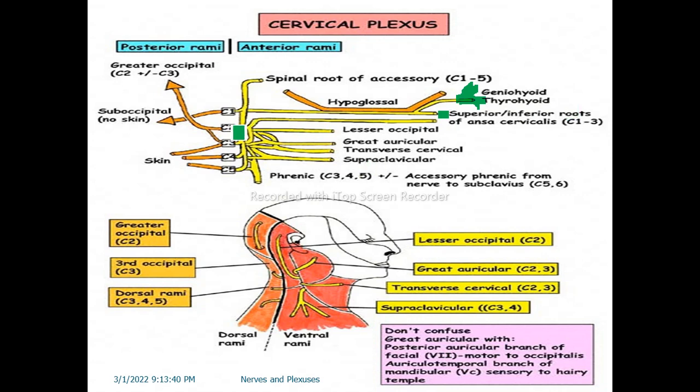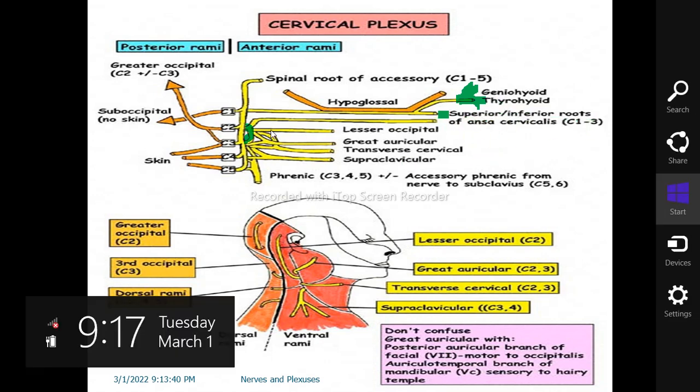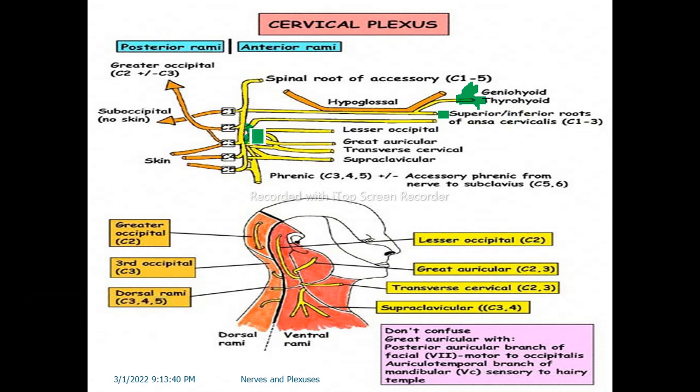The other is C2 and C3. C2 and C3 also form the inferior root of ansa cervicalis. So ansa cervicalis is formed from C1 to C3. From C2 there is the lesser occipital nerve. From C2 and C3 there is the greater auricular nerve, and C2 and C3 also give the transverse cervical nerve, and from C3 and C4 there is the supraclavicular nerve. These are all cutaneous and ventral or anterior rami, and the phrenic nerve is made up of C3, C4, C5.